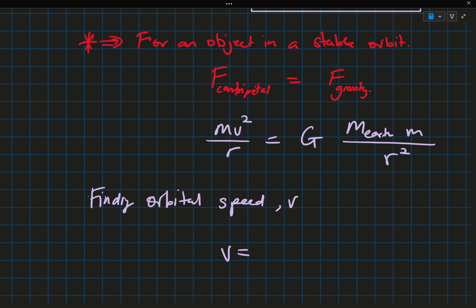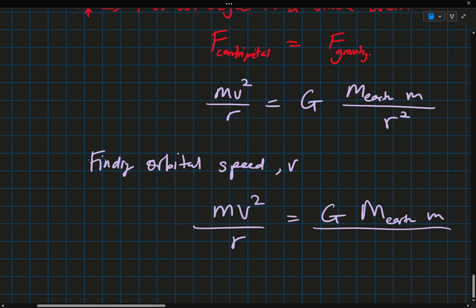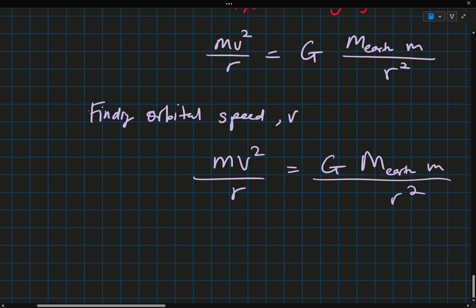Let me do everything. Let's not do it that way. V squared over r is equal to G m of the Earth m over r squared. We end up cancelling over here. So let's say that we minus m from this side. We minus a small m from this side, so cancelling out the m, right? So we end up with this.